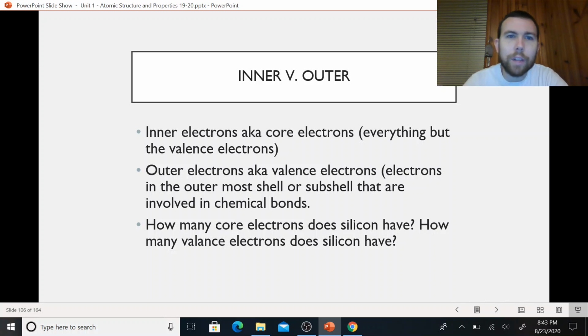If you're thinking back to electron configurations, the principal quantum number, the number that comes before the S, P, D, or F designation, is the energy level it corresponds to. The electrons in that highest energy level are the valence electrons. Everything else are the core or inner electrons. The outer electrons, the valence electrons, are the ones we as chemists are most interested in, because those electrons are the ones that take part in chemical bonding.